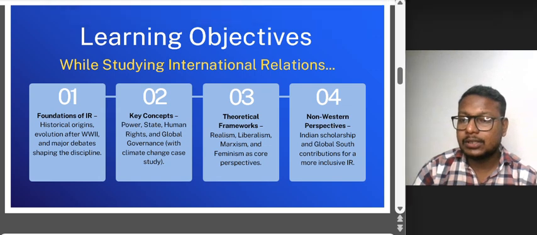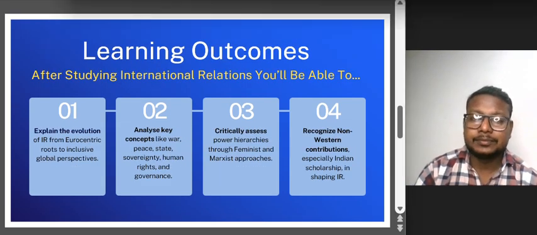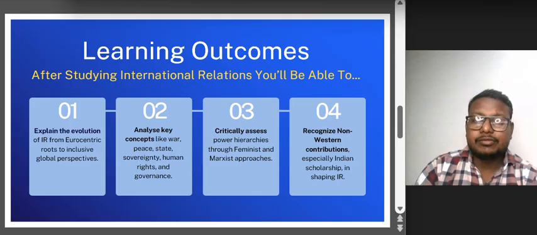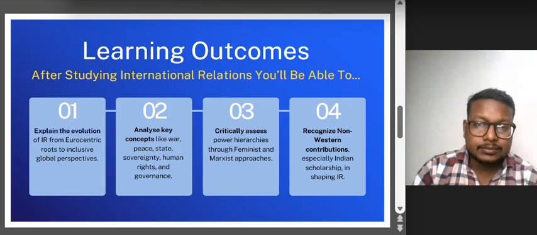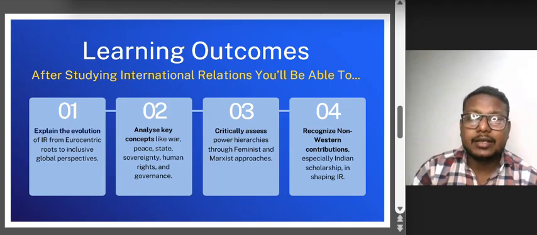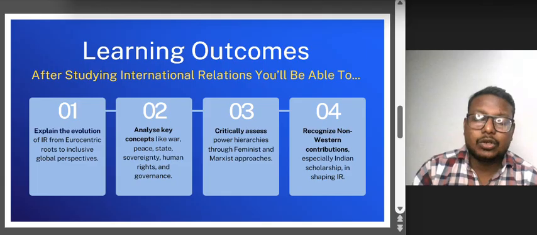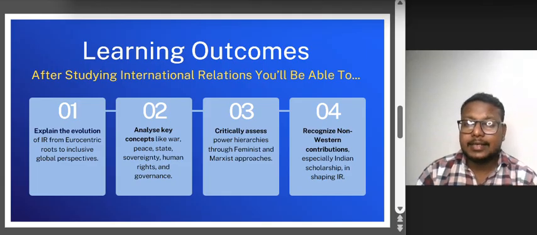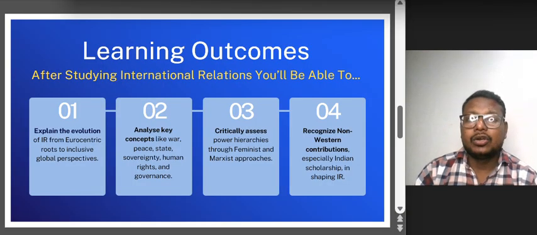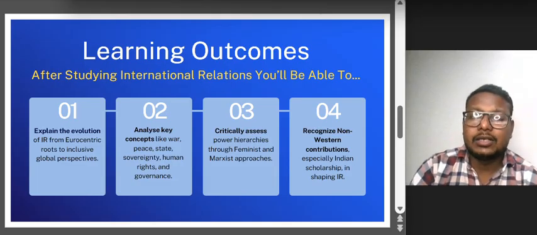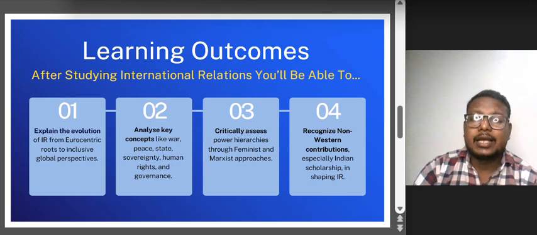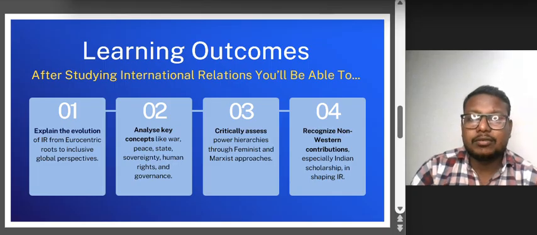Now let's look at the learning outcomes. By the end of this course, students will be able to: 1. Understand how IR evolved from a Eurocentric viewpoint to include critical global perspectives. Secondly, appreciate the contribution of post-colonial and Indian scholars in shaping world understanding. Third, analyze key concepts like state, sovereignty, war, peace, and human rights, and how they influence global governance.